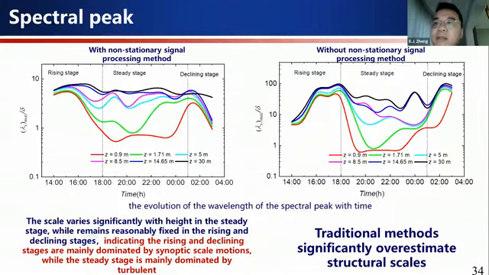Well, the left figure shows the evolution of the wavelengths of the spectral peak with time at different heights. There are significant differences at different stages. The scale varies significantly with height in the steady stage, while the scale remains reasonably fixed at different heights in the rising and the declining stages. Through comparison, we found traditional methods significantly overestimated structural scales.